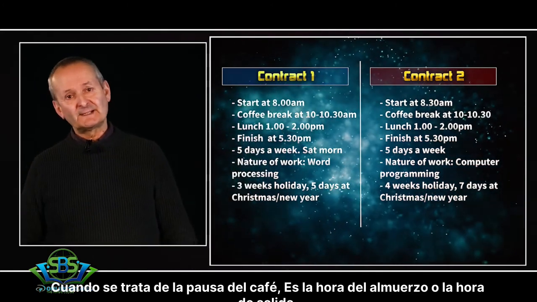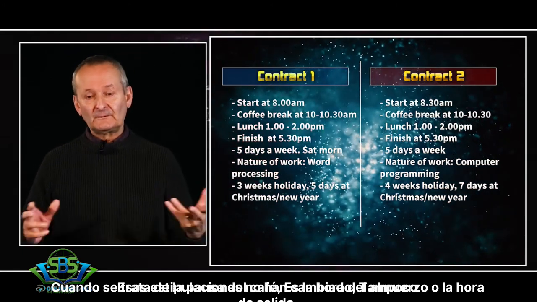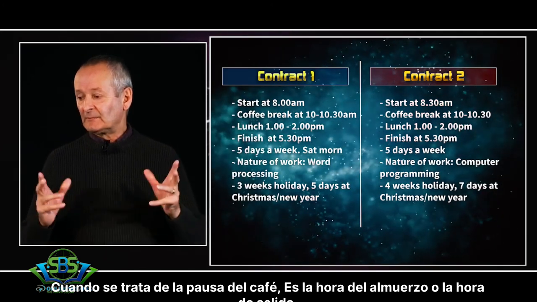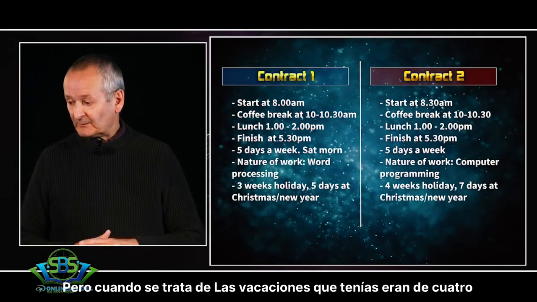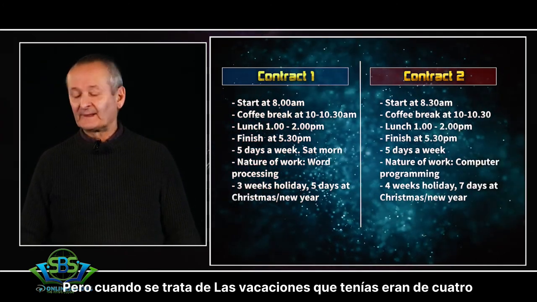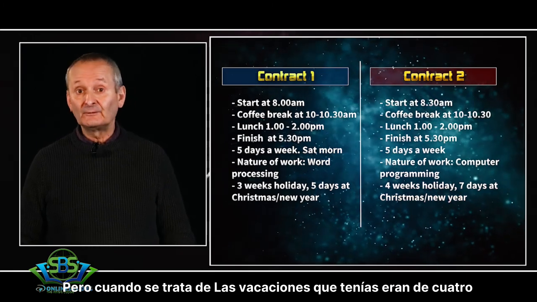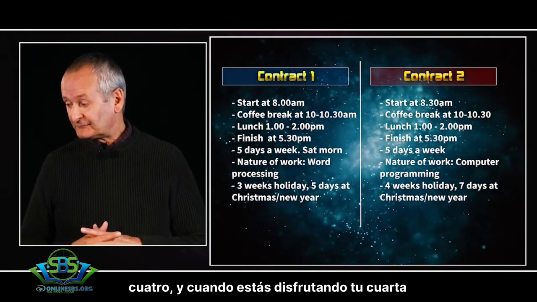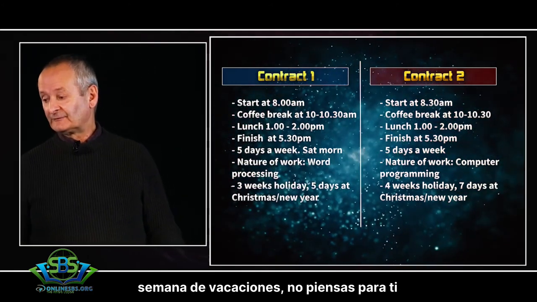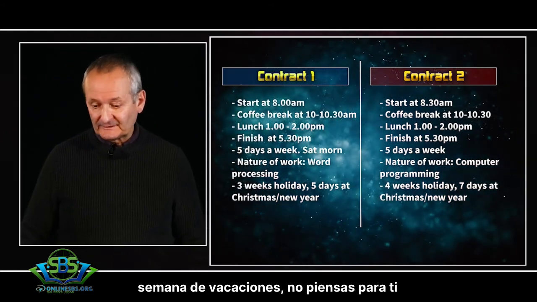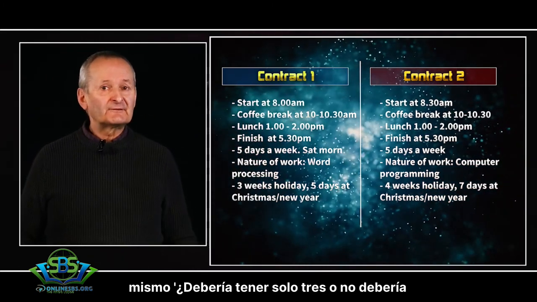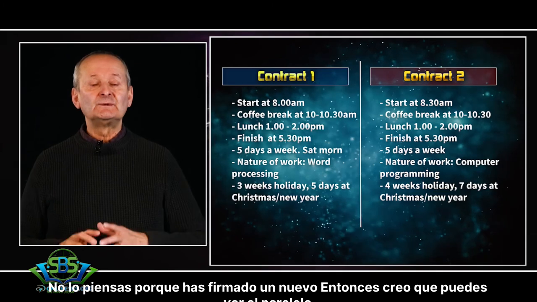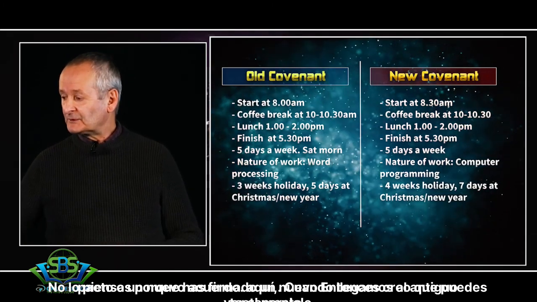When it comes to the coffee break, it's the same as it was before. Those stipulations haven't changed, nor has the lunch time or the finish time. But when it comes to the vacation, you have 4 weeks. Before you only had 3, but now you have 4. And when you're enjoying your 4th week of vacation, you don't think to yourself, now should I only have 3 or should I not have 3? You don't think that, because you've entered into a new covenant, a new agreement.